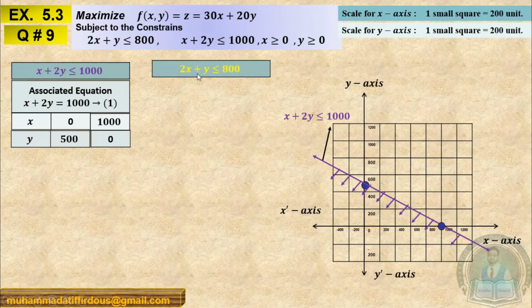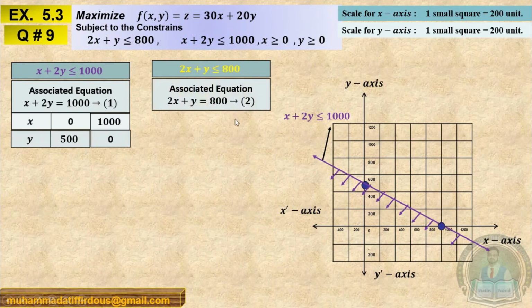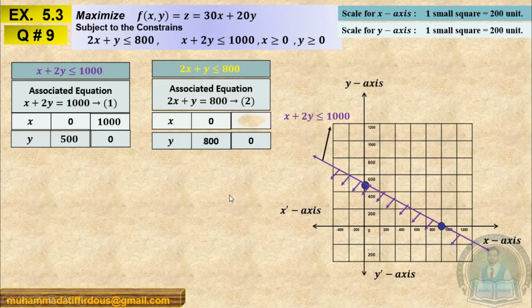And the second constraint is 2x plus y is less than or equal to 800. Make an associated equation. Put x equal to 0 in this equation, we have 800. Put y equal to 0 in equation 2, we have 400. So draw these two ordered pairs, x equal to 0, y equal to 800 here, and x equal to 400 and y equal to 0, and draw a line passing through these two points. Coefficient of y is positive, sign is less than or equal to, so draw some small arrows below this yellow line.